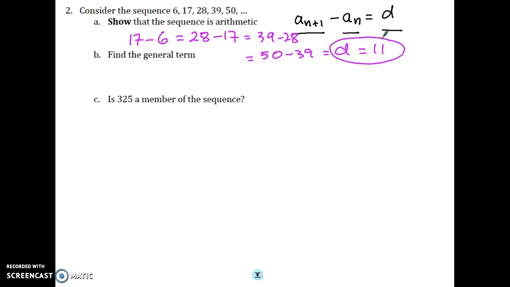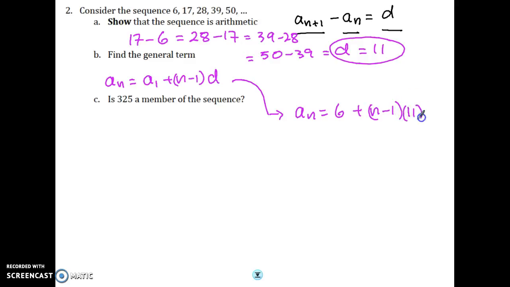To find the general term, well, we can remind ourselves that a_n is really equal to a_1 plus n minus 1 times d. And in this case, we can see that the first term is equal to 6, n minus 1 multiplied by that common difference of 11 gives us a_n is equal to 11n minus 5. And actually, in this situation here, there's a little bit of a translation trick that you can take a look at.